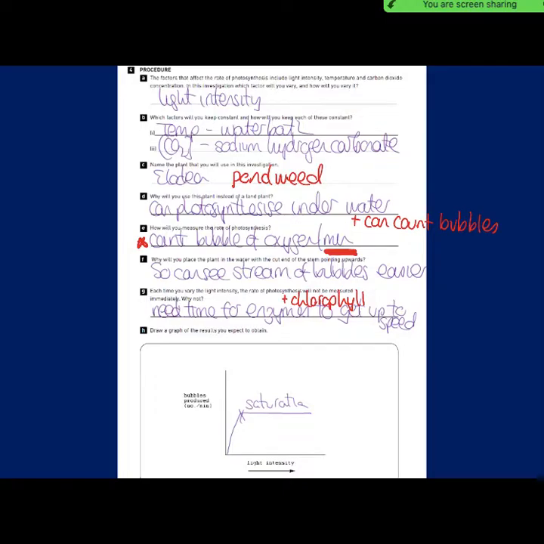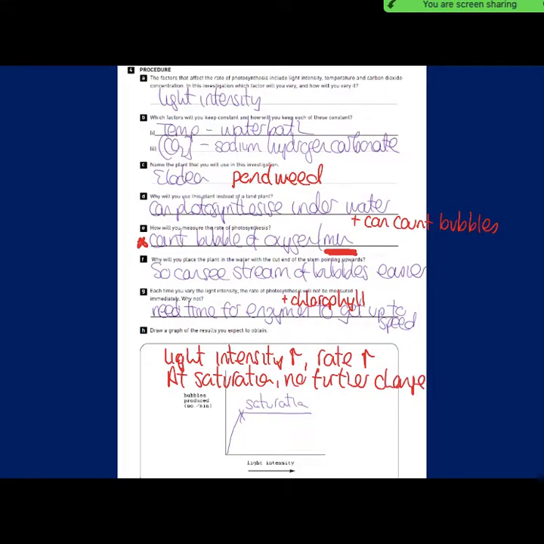So I asked you to draw your graph, but I also asked you to describe your graph. So you need to tell them that, and I'm obviously doing it in very shorthand. So as light intensity increases, your rate increases, and at saturation, no further change in light intensity changes rate. And if you want to put in it levels off, you may. Okay, so please make sure you can describe.